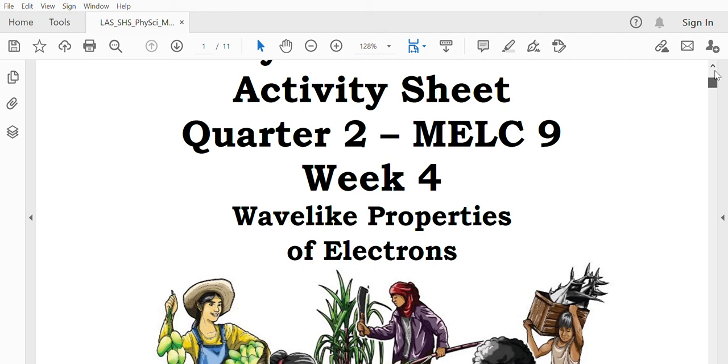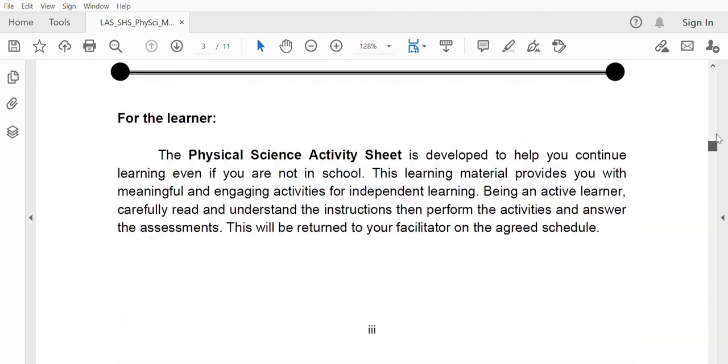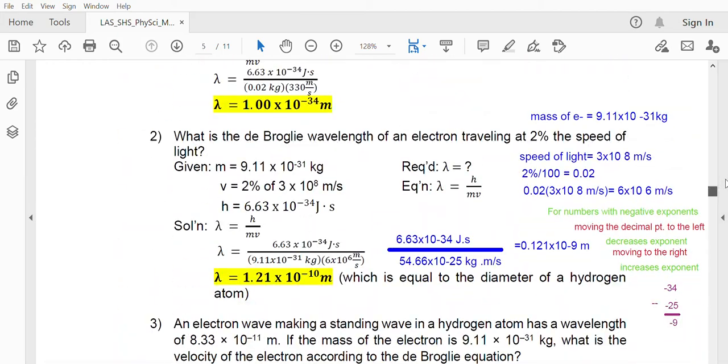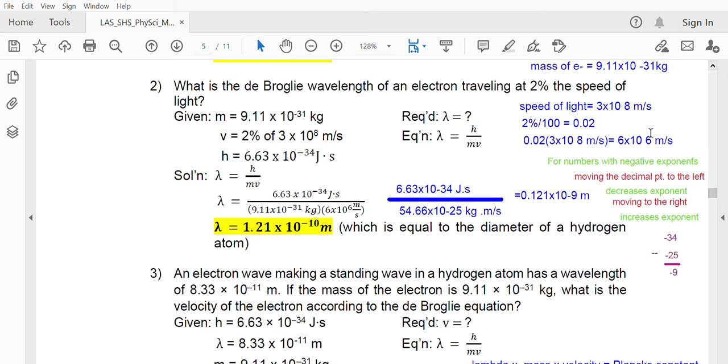There were requests to explain problem number 2, so I will do it together with problem number 3. So here is our problem number 2. What is the de Broglie's wavelength of an electron traveling at 2% the speed of light?